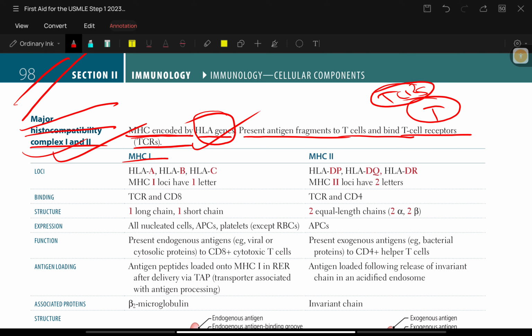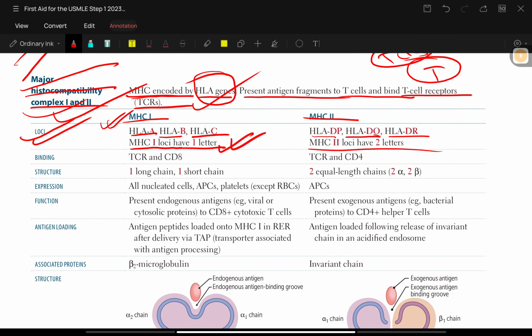Now talking about MHC class 1 and class 2 differences. So the very first one is MHC class 1 loci, or you can say genes, are HLA-A, HLA-B, HLA-C. That is, MHC class 1 loci have one letter. This we can remember. Similarly for MHC class 2, HLA-DP, HLA-DQ and HLA-DR. So MHC class 2 loci have two letters.